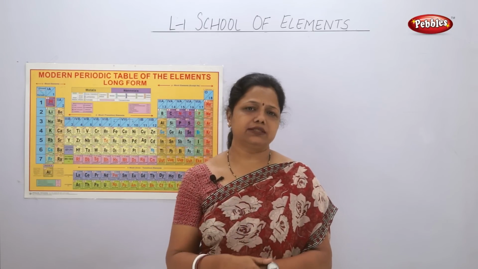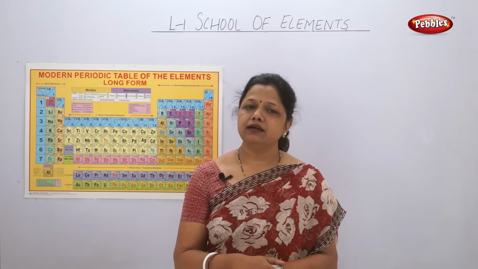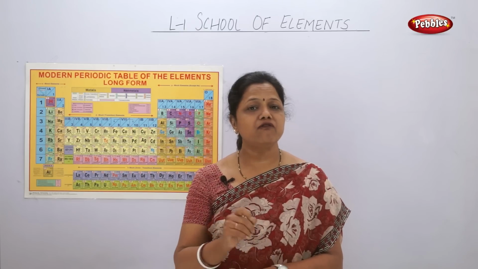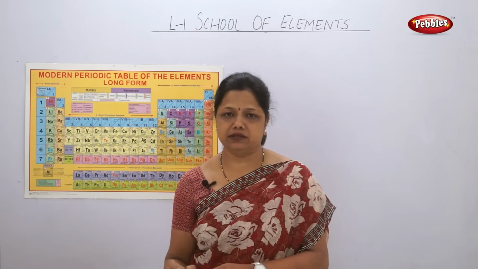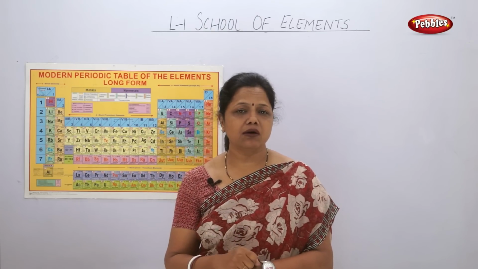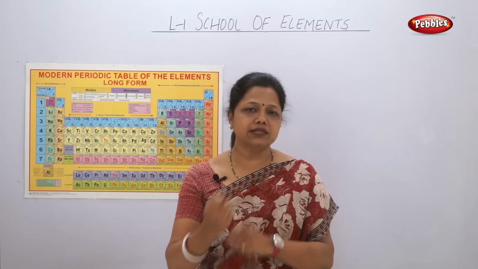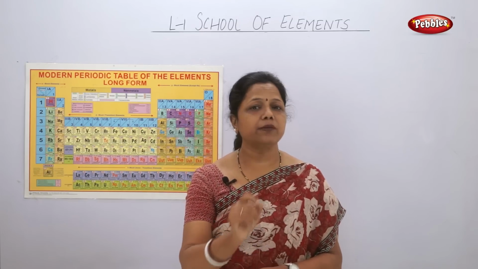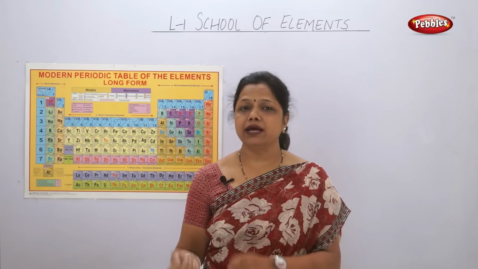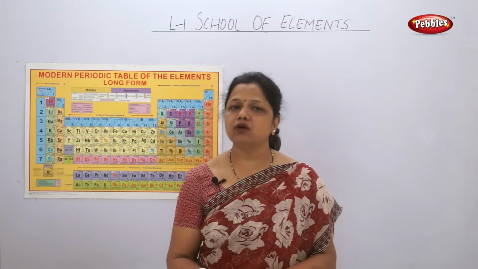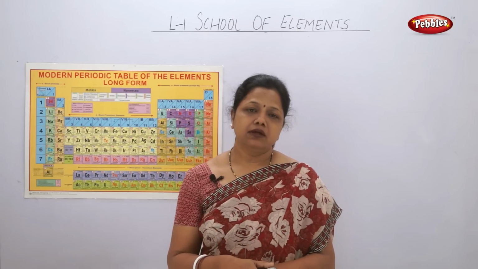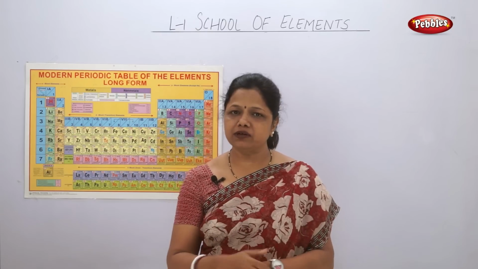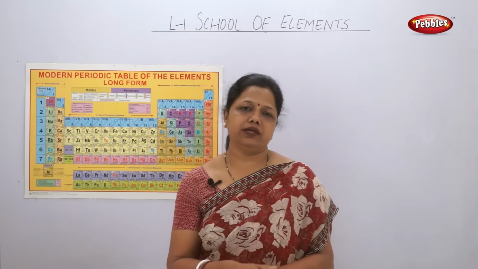Now what does this law state? The law states that the physical and chemical properties of the elements are a periodic function of their atomic numbers. What did he do in this law? Mendeleev also gave a periodic law, but his law was based on the fundamental property of atomic weights, and Henry Moseley's law was based on atomic numbers. So he made a modern periodic table, and the one accepted worldwide is the long form of the periodic table.